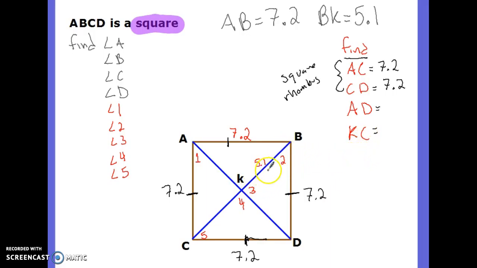We know BK is given as this length here, and because we have a parallelogram, that means that the diagonals bisect one another. So these two lengths have to be the same. In any parallelogram, that will be the case. Same thing over here. These two lengths will also be the same. Again, that's a property of a parallelogram. So KC is also going to be 5 1/10. Again, we know because this is a square and a parallelogram that the diagonals bisect one another. This comes really more from a parallelogram.